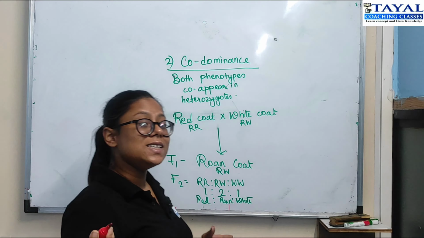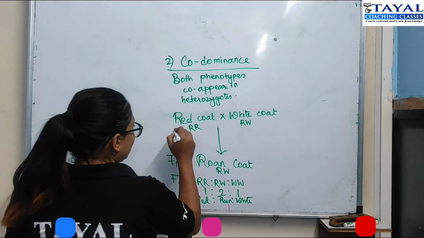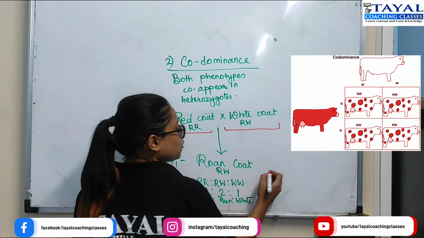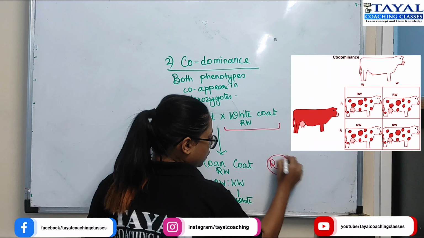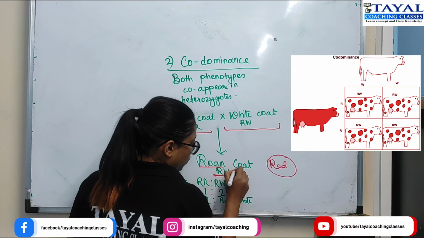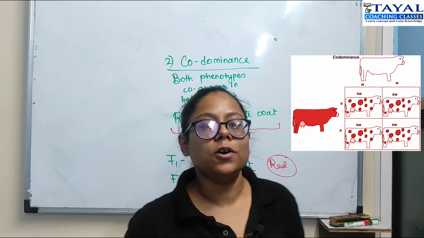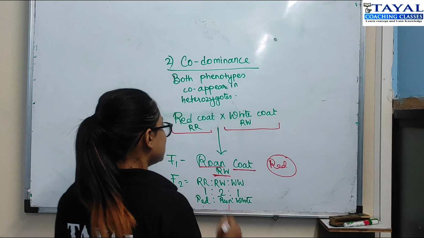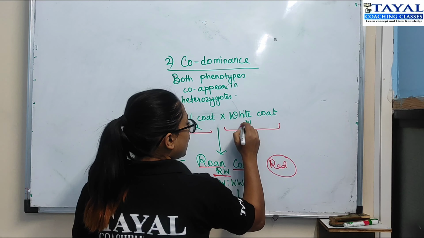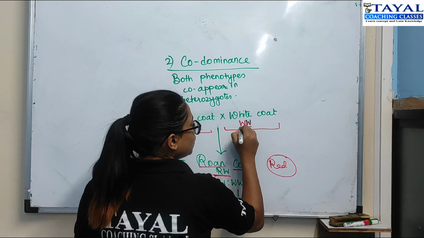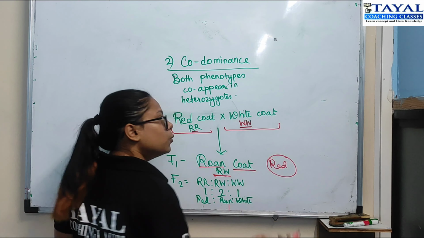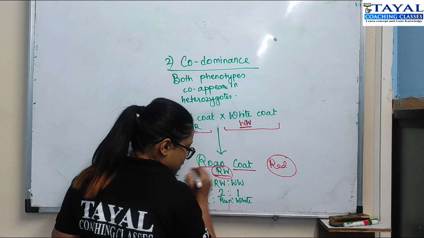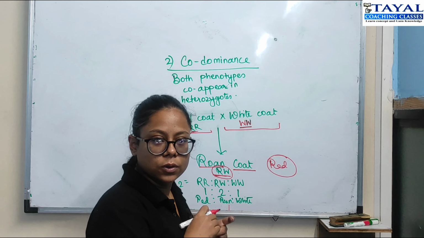It's very commonly seen in cattle. When there is a red coat cattle and a white coat cattle, in the F1, instead of getting red as a dominant coat, we get a roan coat where there are red and white spots together. Noticeable in this kind of inheritance is that because both are dominant characters, we usually denote both of them with capital letters, and therefore the heterozygote becomes capital R, capital W.